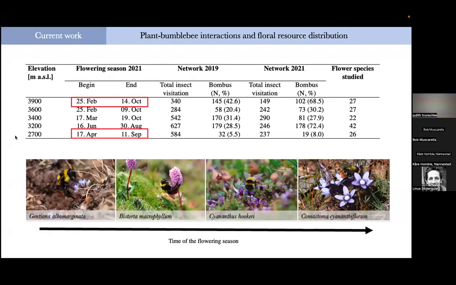And so this is again just a summary of the data that I'm currently analyzing, where you can see that bumblebees are really abundant and comprise a large portion of the flower visitors in these plant-pollinator communities. And the season at low elevation is much, much shorter, from April to September, compared to at high elevation, from February to October.